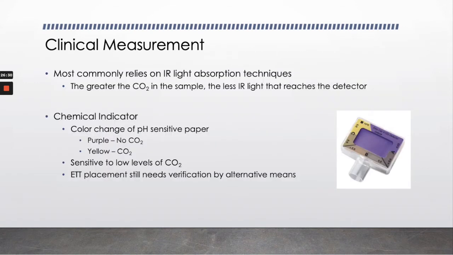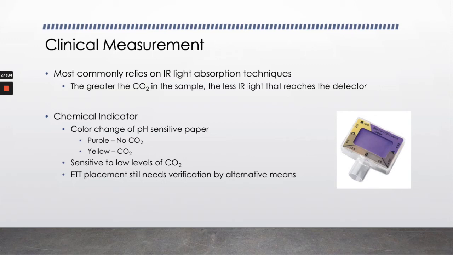All right. So clinical measurement. This is what I was talking about a little while ago. Clinical measurement, we know, most commonly relies on IR light absorption techniques, which we talked about in clinical monitoring. And so the greater the CO2 in the sample, the less IR light that reaches the detector. That's how it's being filtered, and that's how it's being absorbed. So just a little memory jog there.